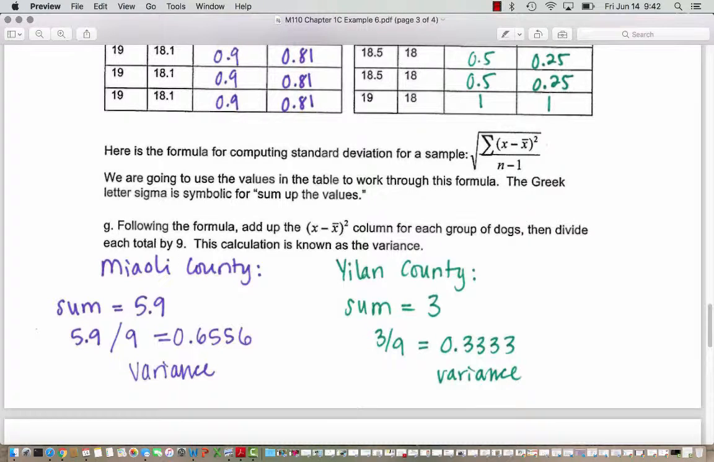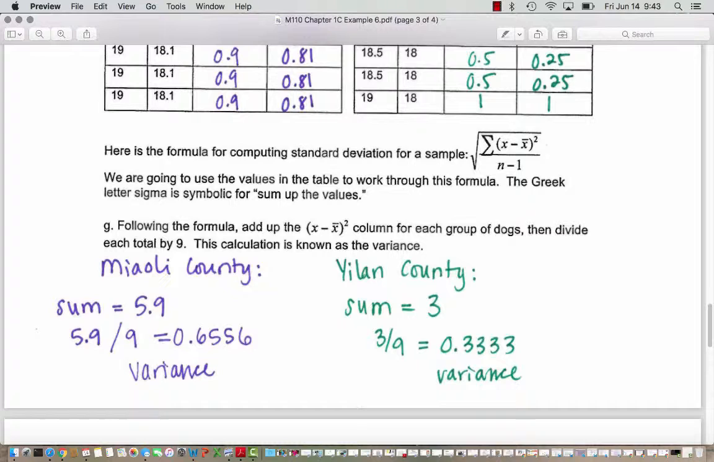In Miaoli County, if I add up this column here, I get 5.9. I divide that by 9, and I get 0.6556. This is called the variance before we take the square root. And so in StatCrunch, when you run summary stats, it'll also sometimes give you the variance. Just know you take the square root if you want the standard deviation. StatCrunch will typically give you both the variance and the standard deviation.